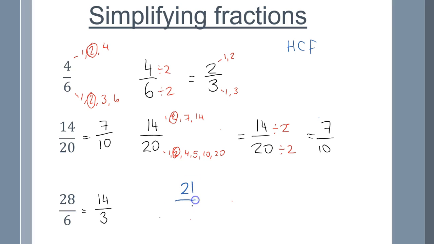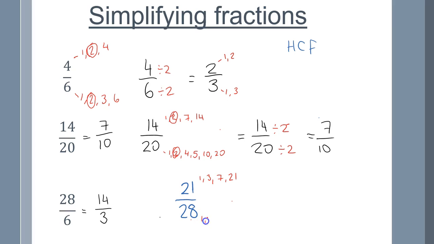21 over 28. Okay, now the first thing I notice, I can't do my halving thing because I've got an odd number there. So I'm going to have to think of some factors. And you don't have to write the factors down, you can just think about them. I'm just trying to show you what I'm thinking. So the factors of 21 are 1, 3, 7, 21.